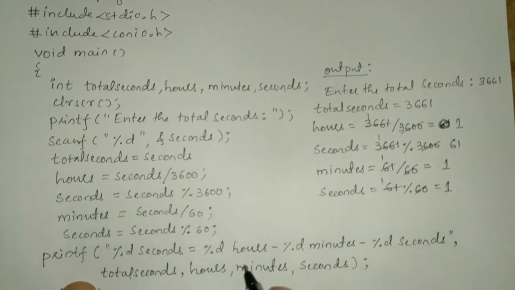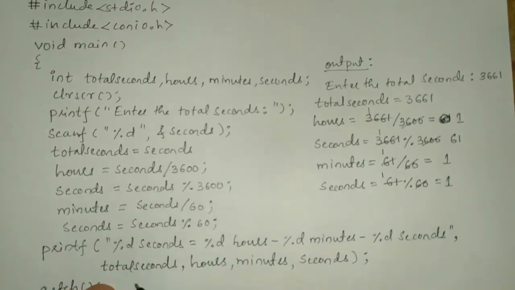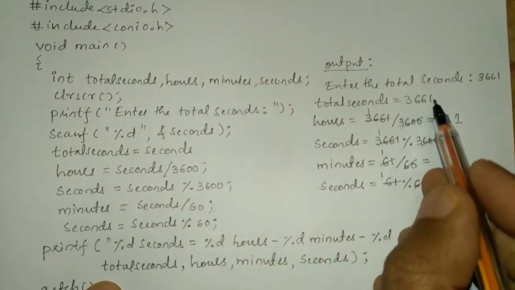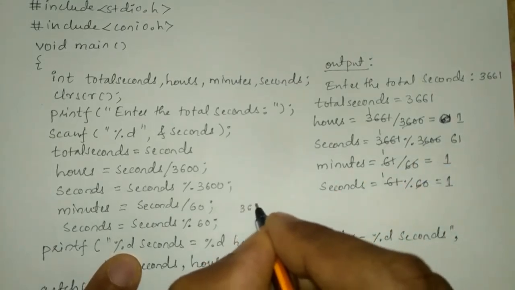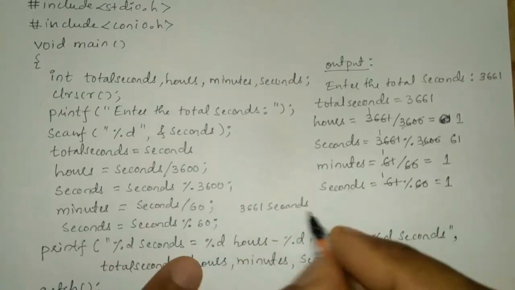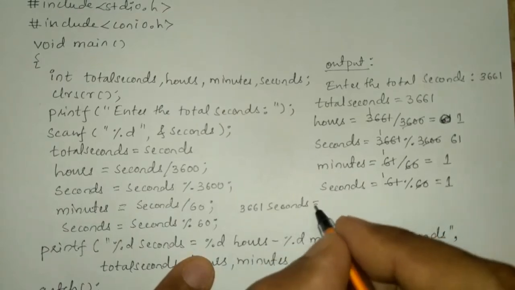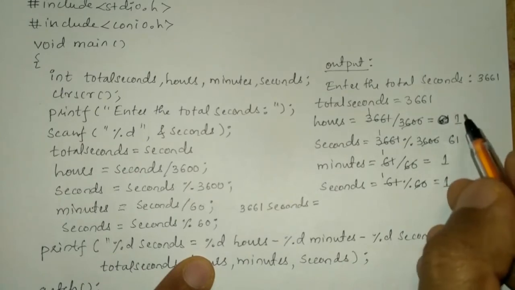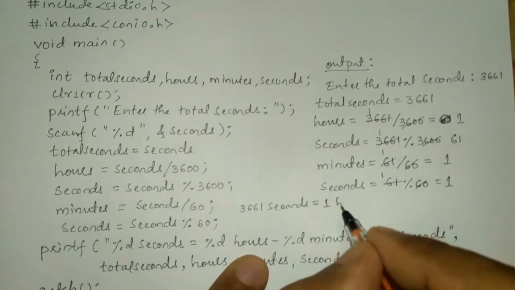Now come to the printf statement. What is it going to print? Here you can see percentage d specifies total seconds. So total second consists of 3661. So it is going to print 3661 seconds is equal to, next, percentage d hours. Percentage d is a format specifier that shows the value stored in the variable called hours. So 1 is stored here, so 1 hours will be printed.